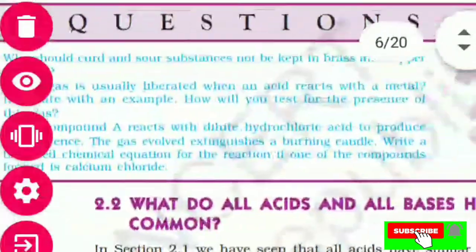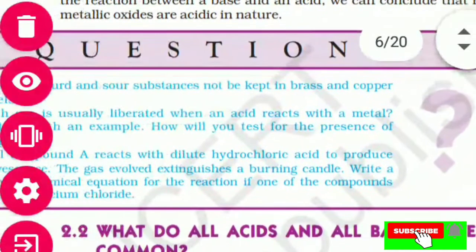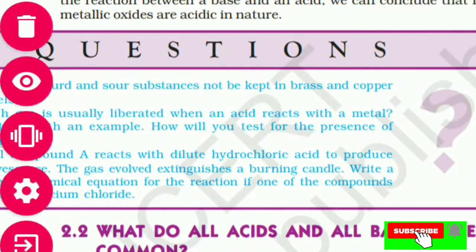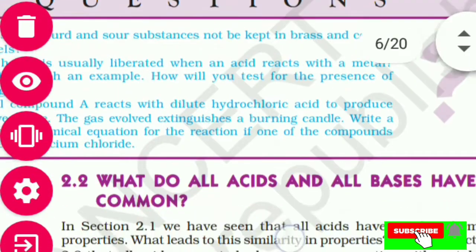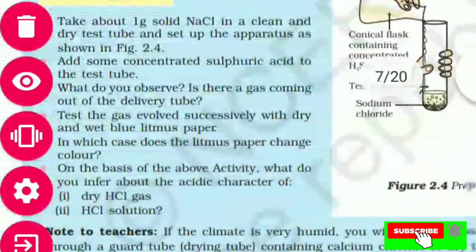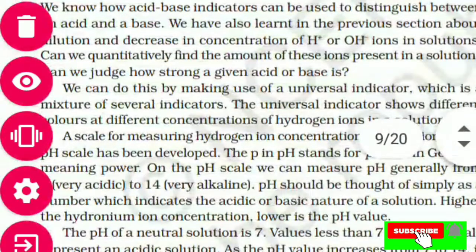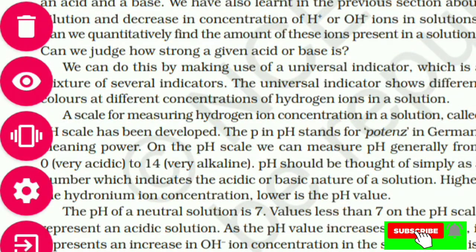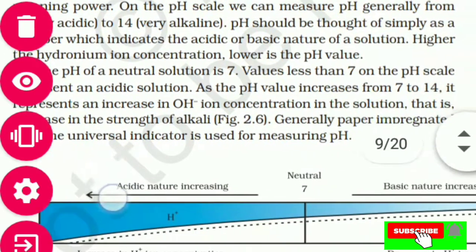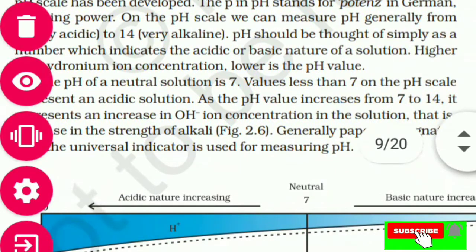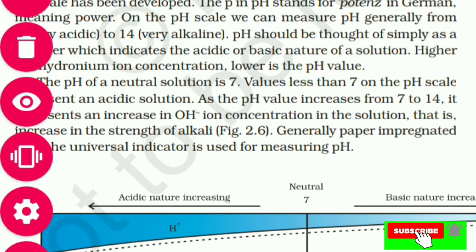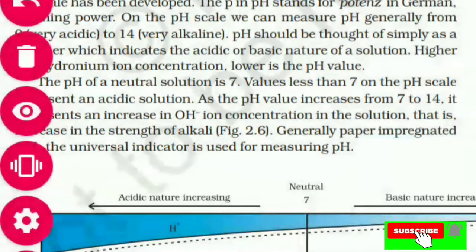Similarly, what do all acids and all bases have in common? Then how can you decide how strong the acid and base are? So there is the pH scale. If you find less than 7, it is acidic. Then more than 7, it is basic.